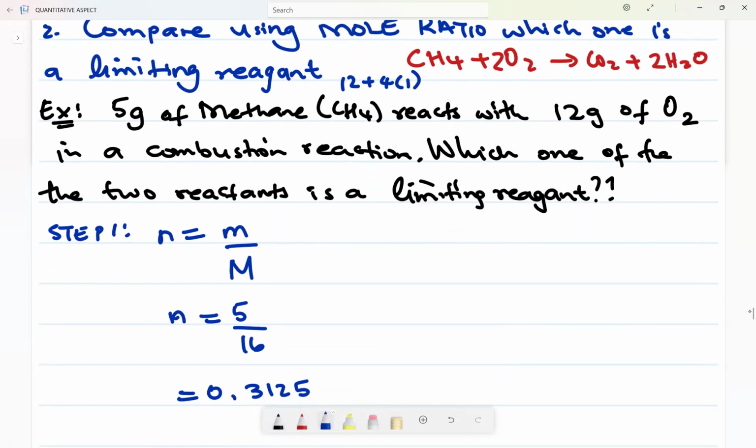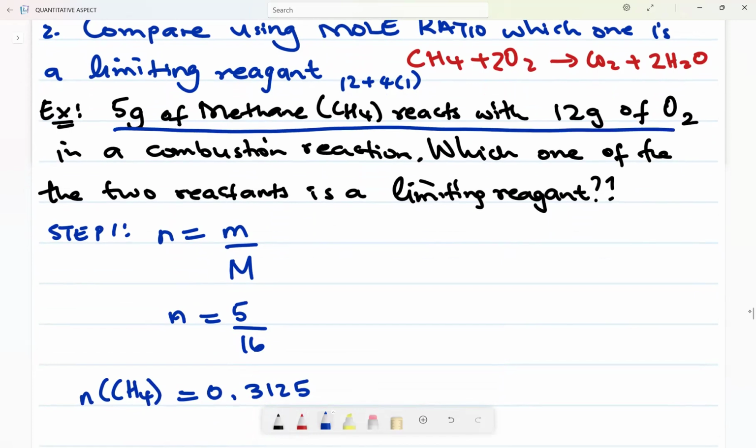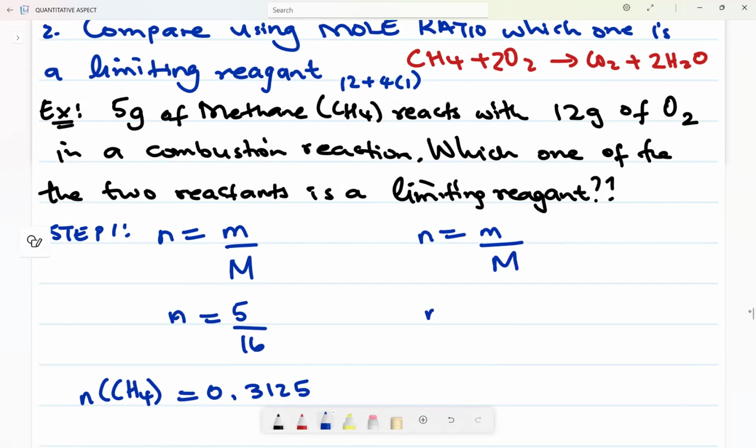Now, let's calculate the number of moles. I need to indicate that this is the number of moles of methane. Remember, you need to indicate number of moles of methane. These are the ones that are available. Then what is it that I'm going to use again? Let me find the number of moles of oxygen. What is the mass of oxygen? It is 12 divided by the molar mass of O2, which is 16 times 2, which is 32.